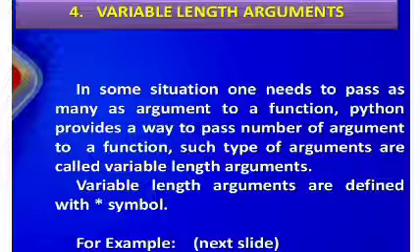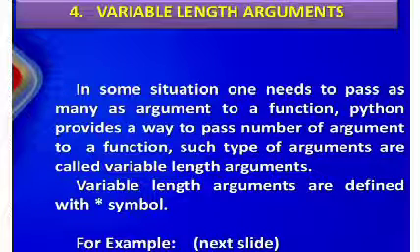Next, variable length arguments. Sometimes we don't know clearly how many values will be passed to the function. In this situation, we need to pass many arguments to the function. It is a very wonderful feature of Python that provides a way to pass any number of arguments to a function. Such arguments are called variable length arguments, which have no fixed length.